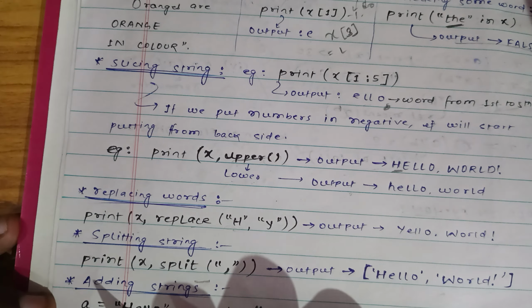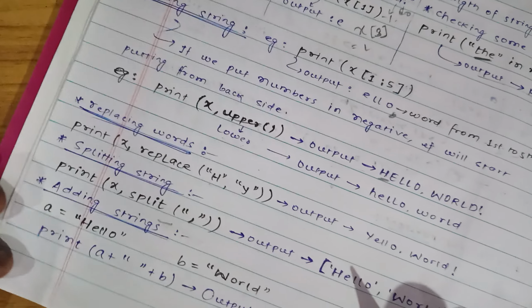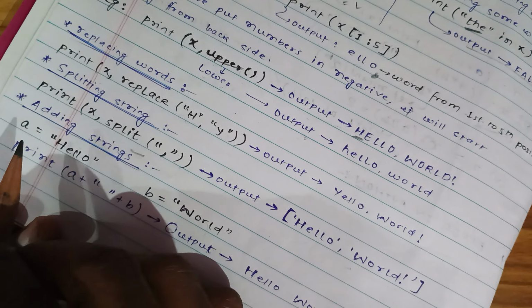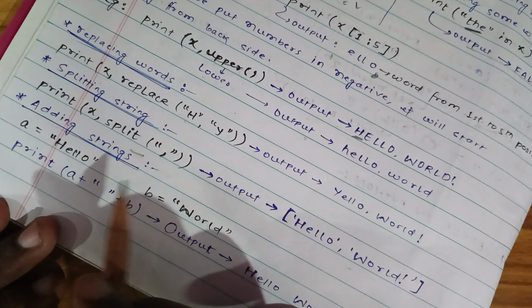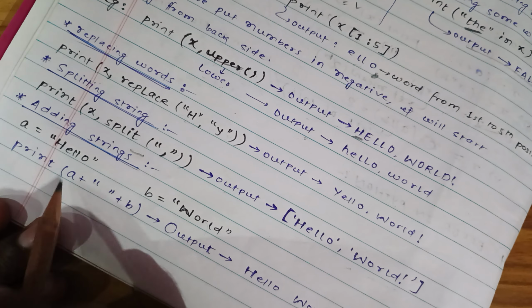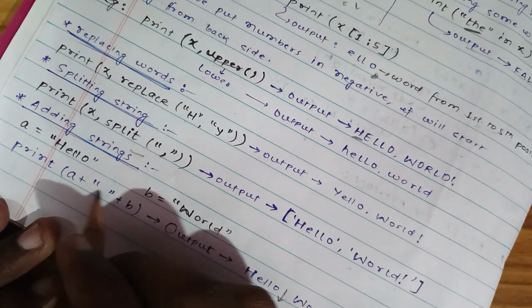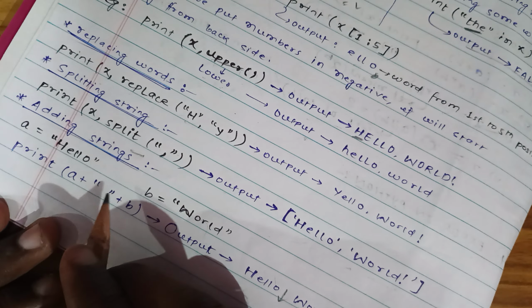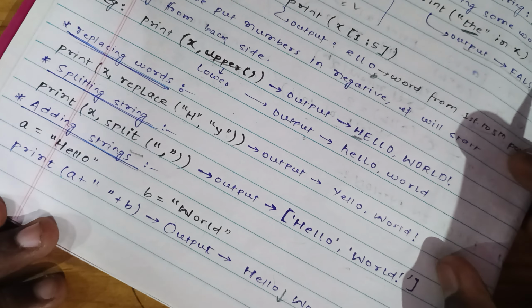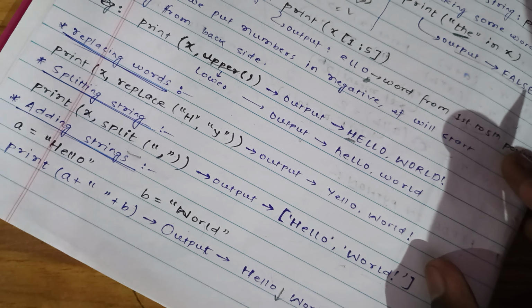Now the seventh point is adding strings. So how are we adding the strings here? So let's see. Let's suppose a is our one string, hello, and b is the other string, world. So print simply a plus, we have to make one space, that's why we have written one space in double quotes, and plus b, and the output will be hello world. So I hope this makes it much easier for you to understand the strings part of Python.